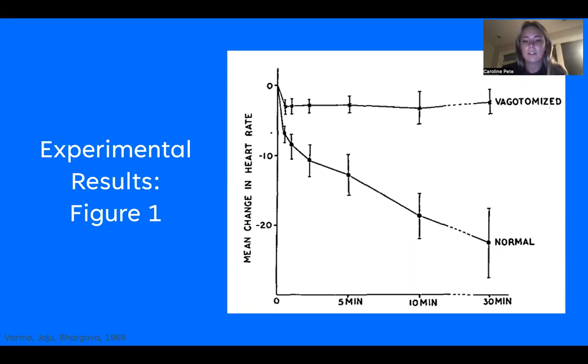The time course of bradycardia produced in dogs by an injection of 1 unit of vasopressin into a lateral ventricle is shown. The mean decrease in heartbeats per minute with standard error in 18 normal and 10 vagotomized dogs was determined. So right here, for reference, you have the results of the vagotomized dogs, and then here you have the normal. So you can see the difference in these two.